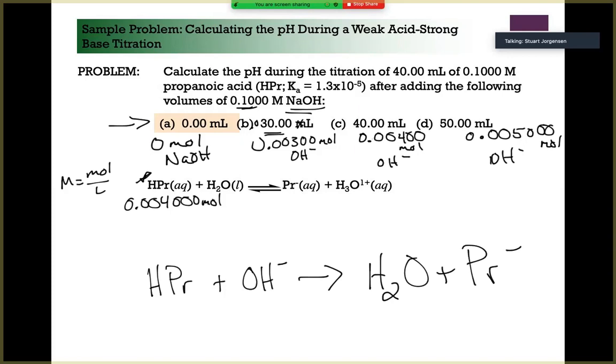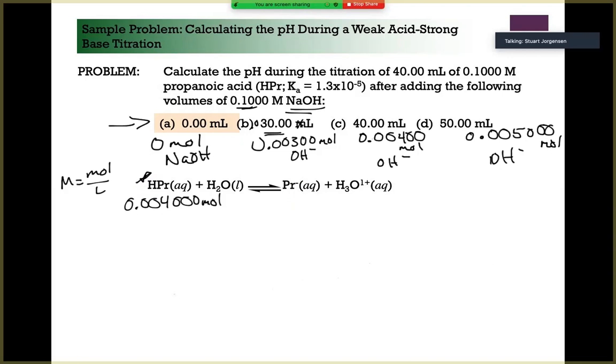And some of our conjugate base. And so essentially what happens over the course of this titration is this is going to get used up and our conjugate base is going to be formed. We looked at an example problem like this, but we just hadn't set it up in this format before. So now that we've talked about that, let's talk about what happens then.